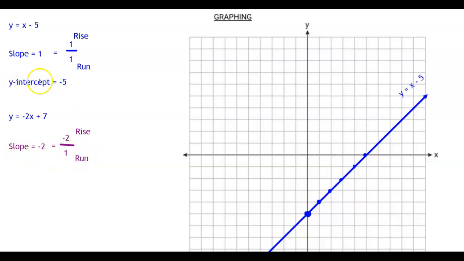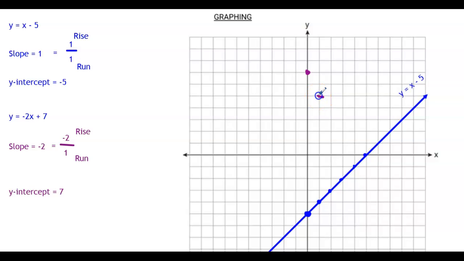Then I'm going to identify my y-intercept, which is going to be my starting point. So my y-intercept is, in fact, 7. So what I'm going to do is start from 7. I'm going to go upwards by 7, which is here. That's my starting point for this equation. And then I'm going to follow my slope. The slope says I go down 2 and then over to the right by 1. So down 2, over to the right by 1.